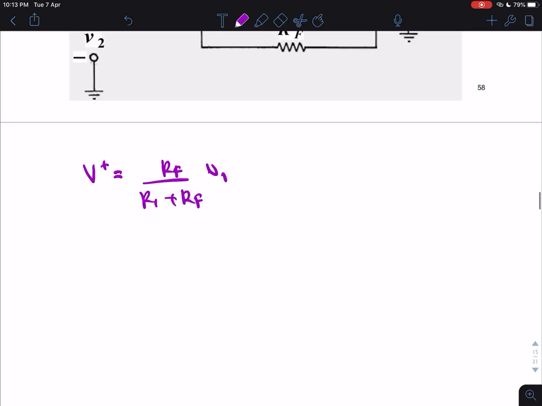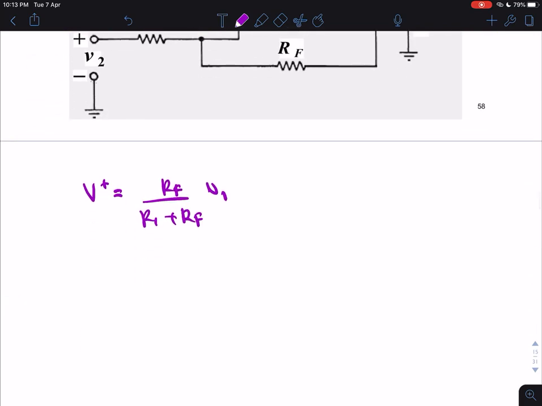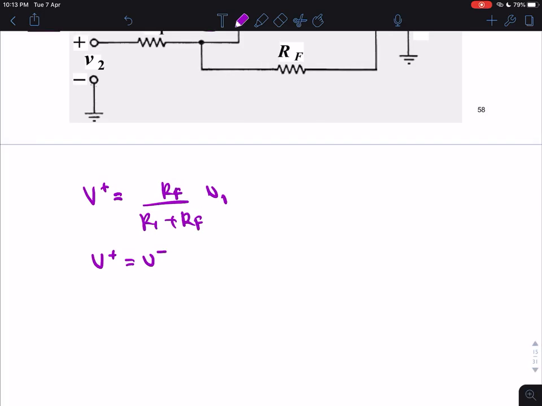Okay, and then we have the next characteristic of the ideal op-amp. Both inputs stick together, meaning that V plus equals V minus. Okay, this is the first one. This is the second one.